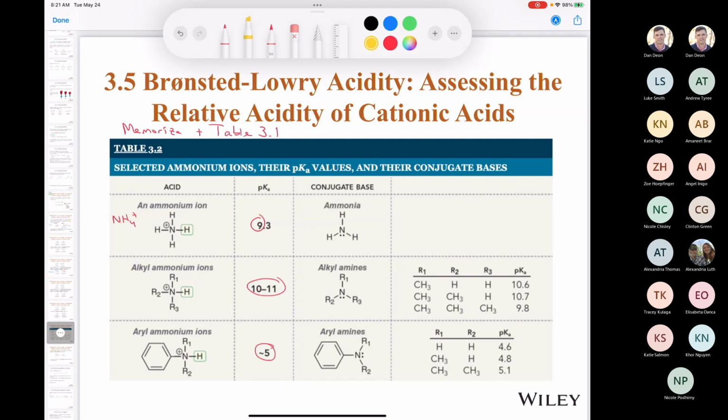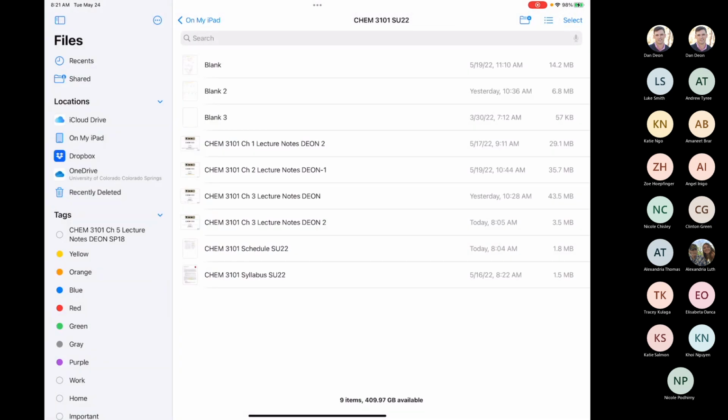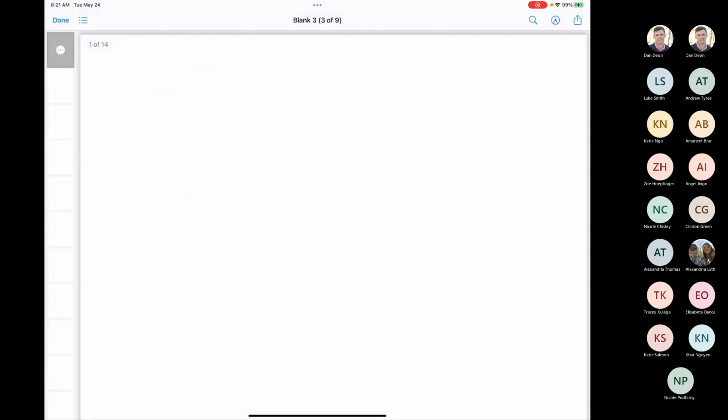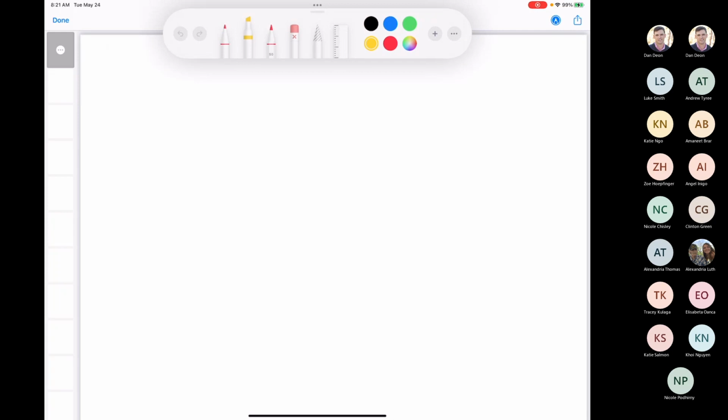All right, well, that's enough of section 3.5. We covered everything in this chapter, including Lewis acids and bases, the very last section. So I want to switch gears and try some practice problems. So let's take a look here. Grab yourself a pencil and a piece of paper, and let's work on some practice problems.